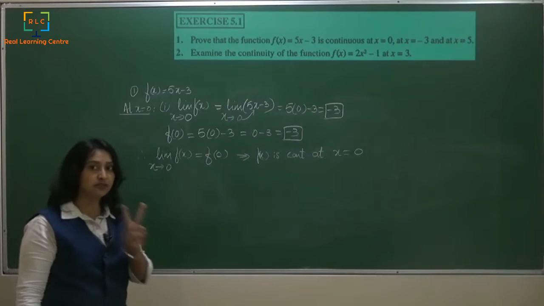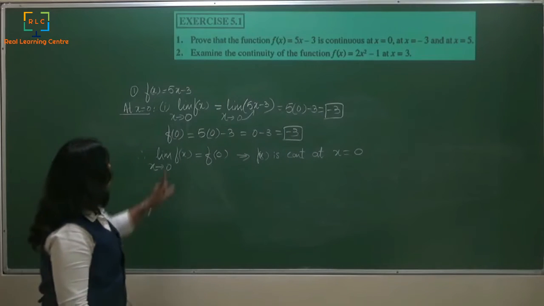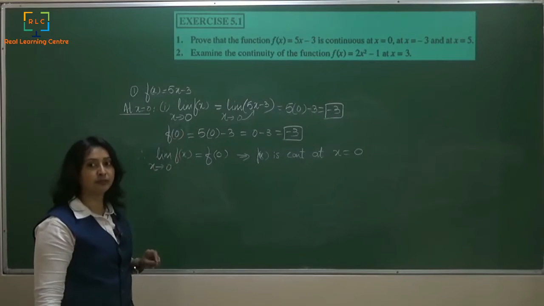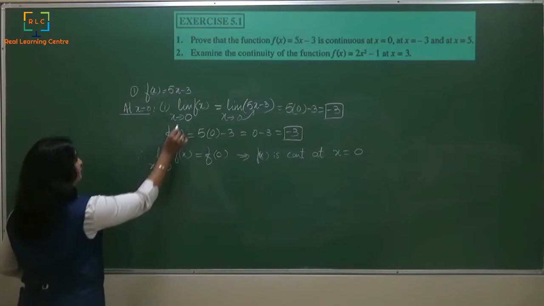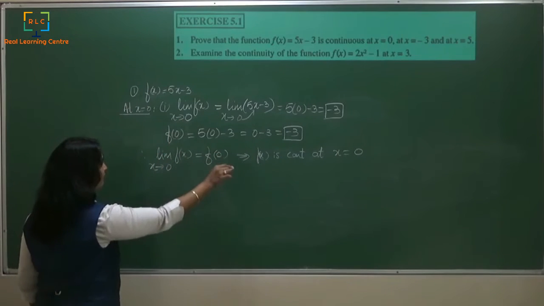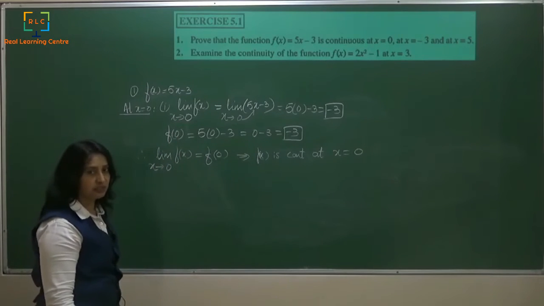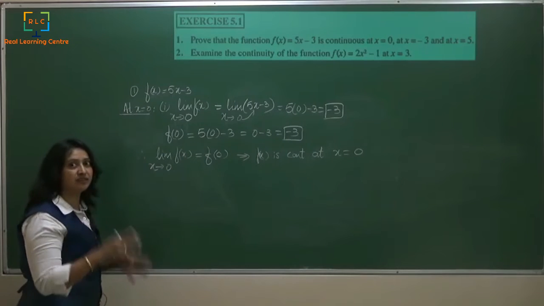So there are two parts in proving that it is continuous. Once you apply the limit and once you do it without the limit. This is without limit and this is with limit, and both are equal to the same number, therefore it is continuous. So when it comes to linear functions, it is very easy.